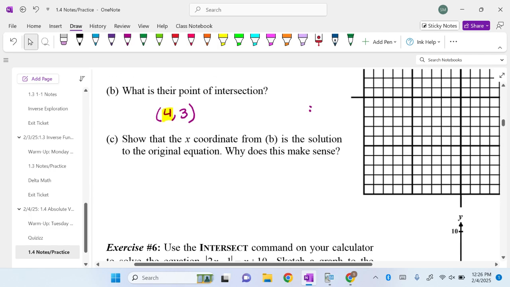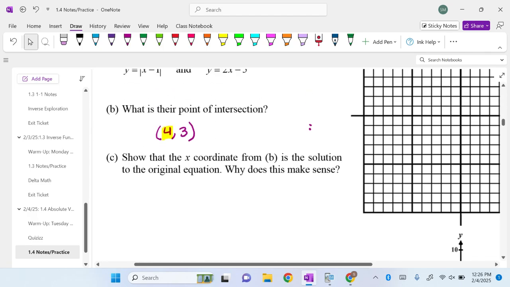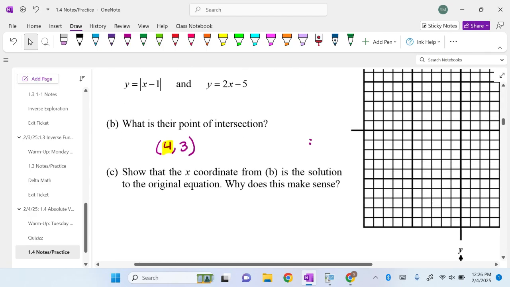So we want to show that the x coordinate from the graph is the solution to the original equation and why that would make sense. So first off, how do I check to see if x equals 4 is a solution? What would I do? Maddie. Right, plug it back into both equations for x and see if you get the same y value. If you do, it's a solution. If you don't, it's not a solution.